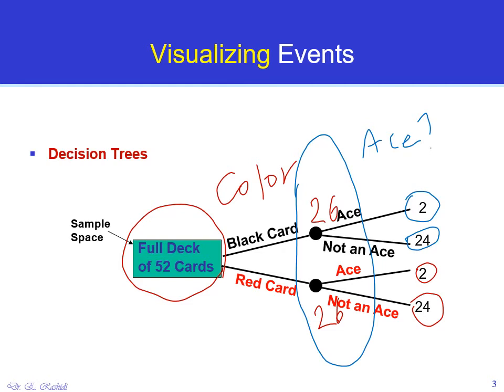Similarly, we can actually use this visualization to help us solve a problem. For example, what is the probability of drawing a red ace card? A red ace card would be 2 out of 52. So the probability would be 2 out of 52.